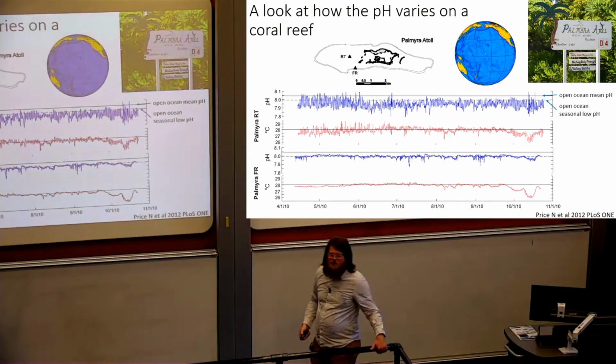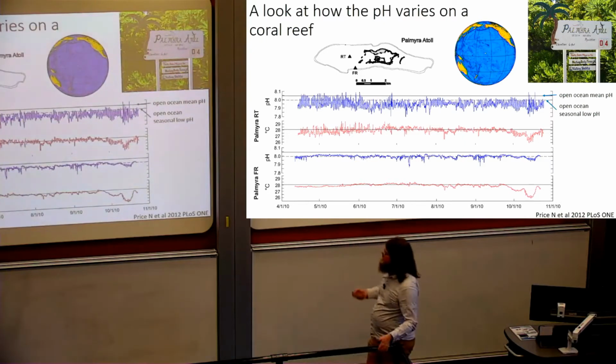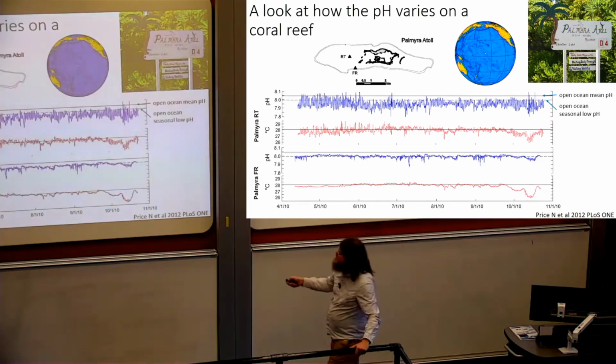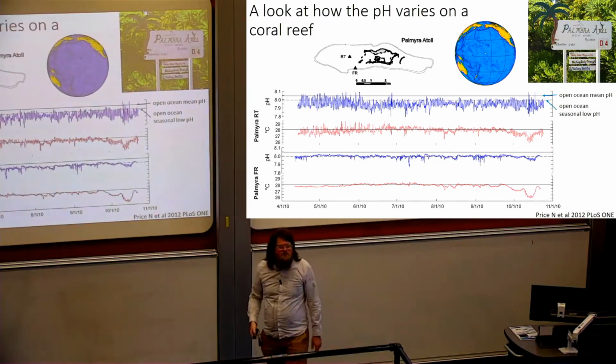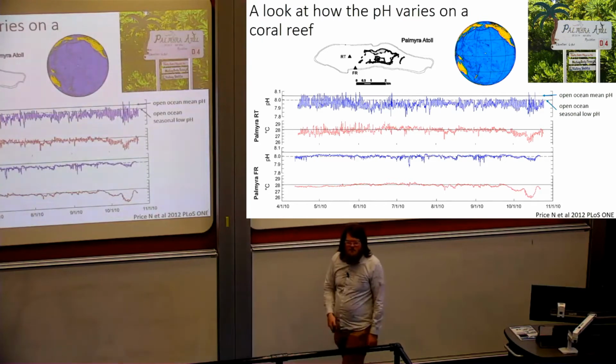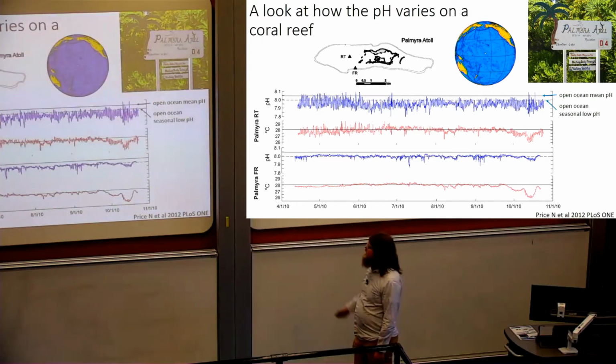Okay? And if you were to have a lot of time on your hands, you could count how many cycles there were and compare that to the number of days. It turns out that these are daily cycles in pH. pH goes up and down every day. Whereas on the outer site, they don't so much. They still have a little bit of a cycle in there.